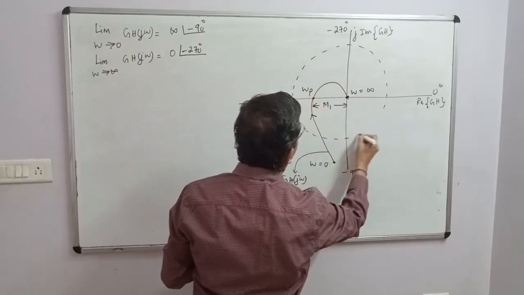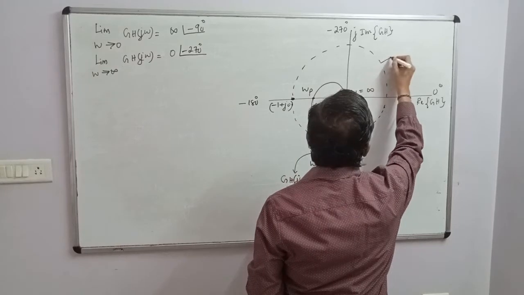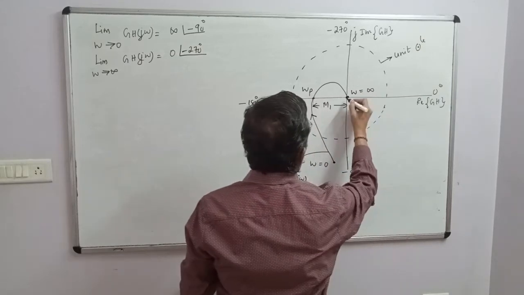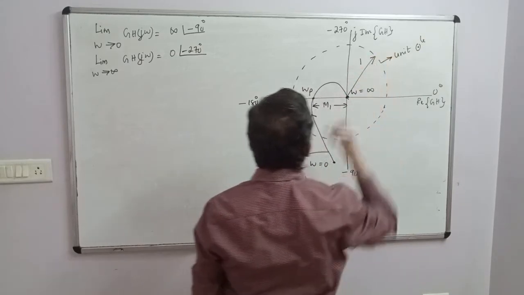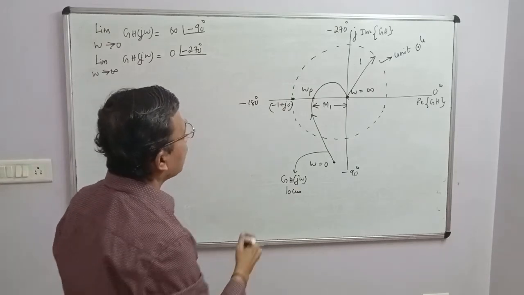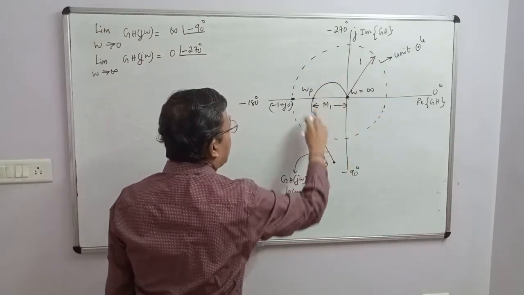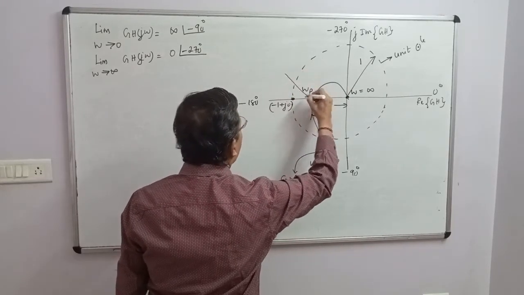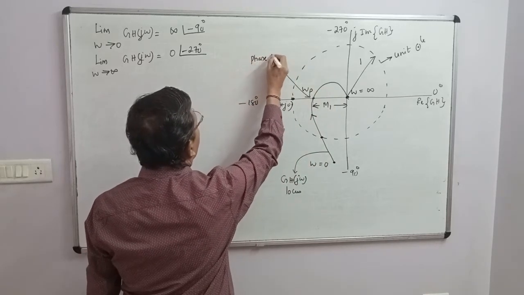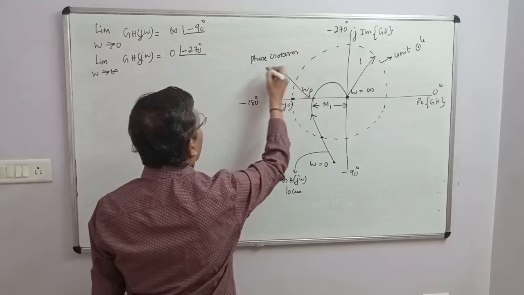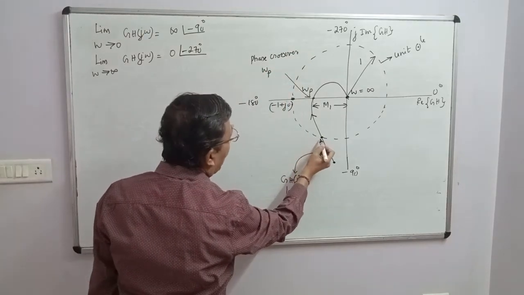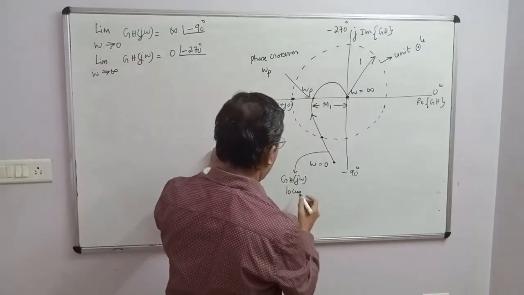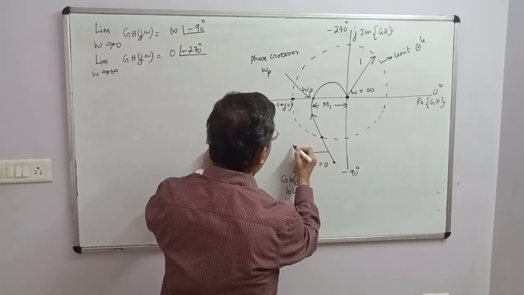This is a circle of unit radius. This is unit circle. Radius of the circle is 1. It passes through minus 1 plus j0 point. Where this unit circle intersects with GH of j omega locus, this point is called phase crossover, and that frequency is omega p. This is called phase crossover.